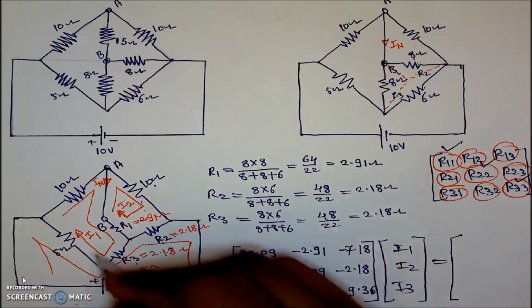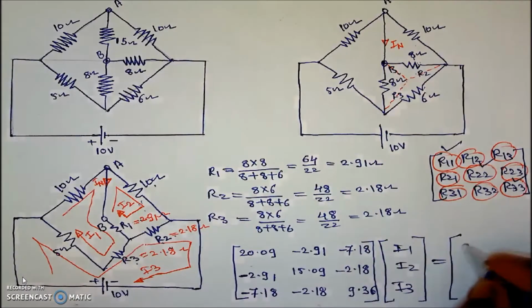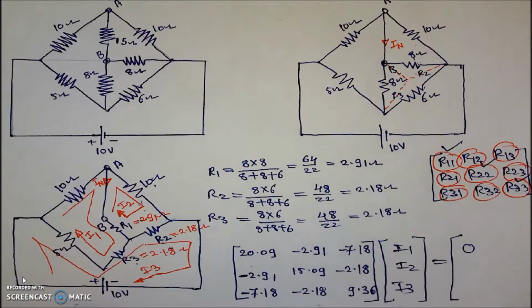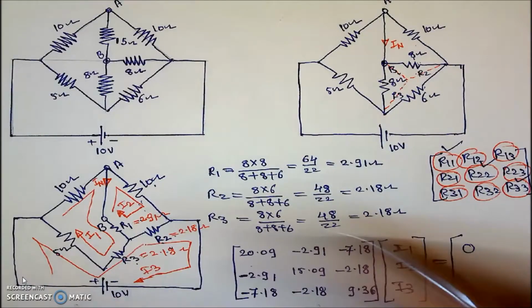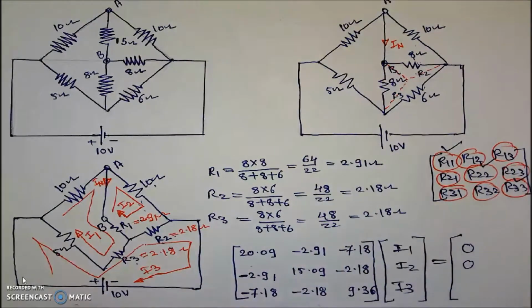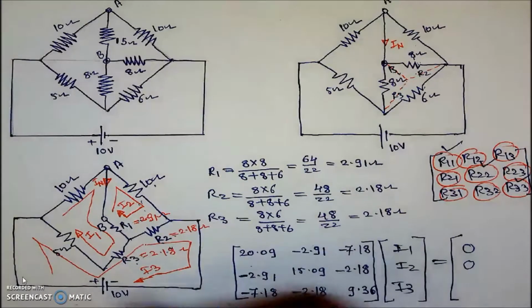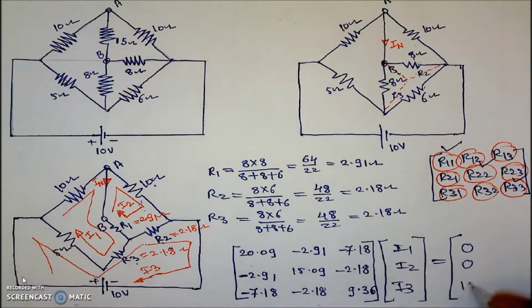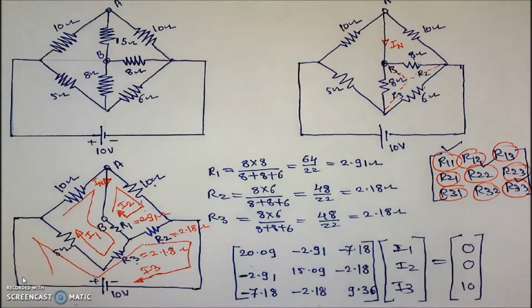Now the constants. If we are traveling with the direction of the current, there is no battery, that's why its constant will be 0. For loop number 2, again we are traveling with the direction of the current, so again its value will be 0. For the third loop, traveling with the direction of the current, there is one battery and we are traveling from negative to positive, that is a plus, so its value should be plus 10. That is the value of the constant.